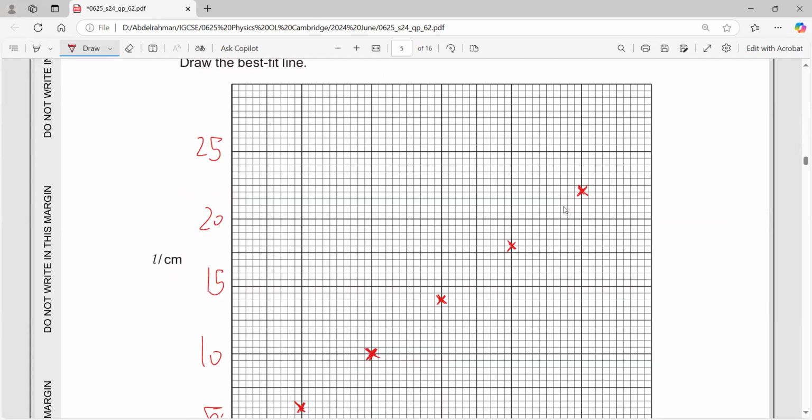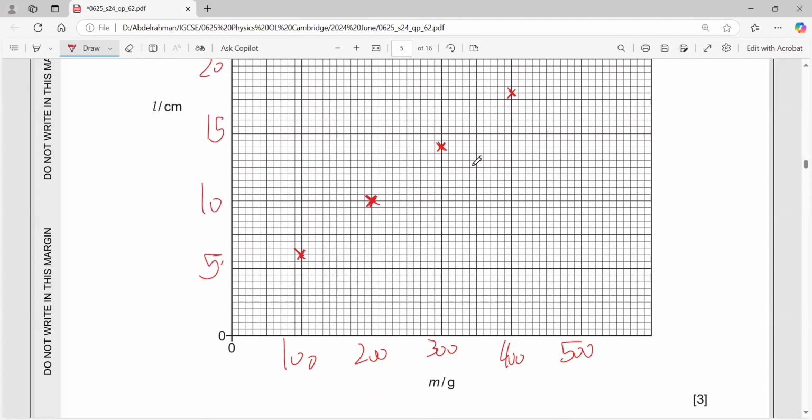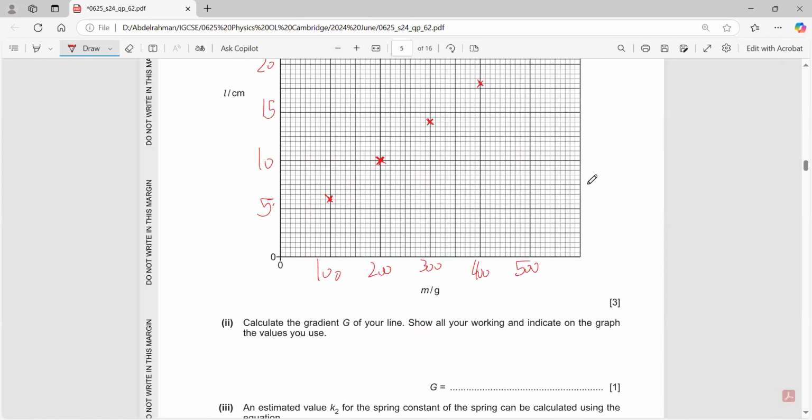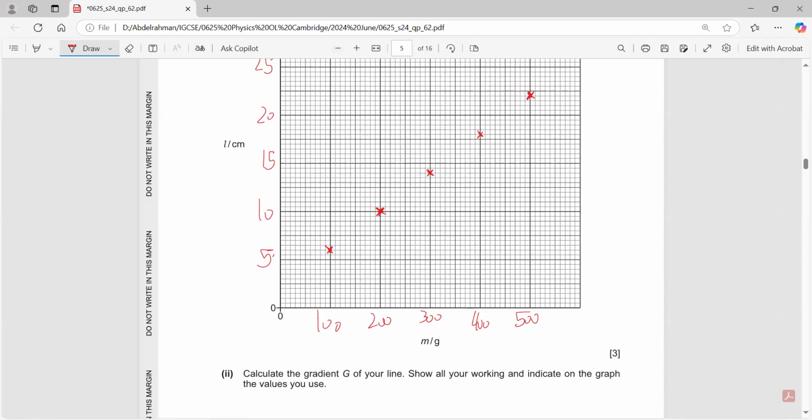This is an almost very accurate graph. Can I draw the line? Yes, I can draw the line, and this line would pass through all of the points. If you were quite accurate, it should reach exactly 2 on the y-axis.